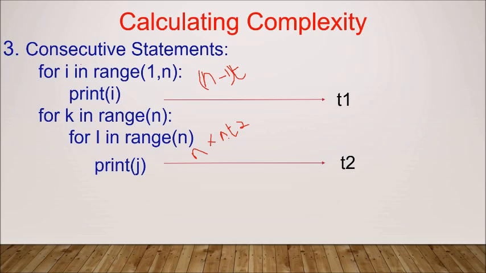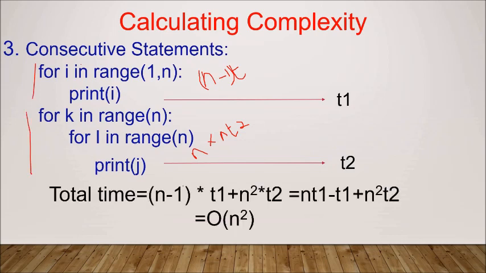So the total time that will be needed will be the addition of this particular statement and this particular statement. So the equation will be n minus 1 into t1 and n into n, which is n square, into t2. We will open it, you can see this equation. Now again the dominant term is this one. n square is greater than n, hence the dominant term will become n square t2. We will ignore the constant and the term will become O of n square.